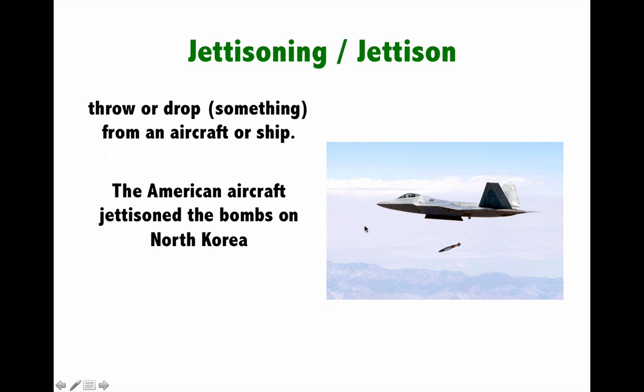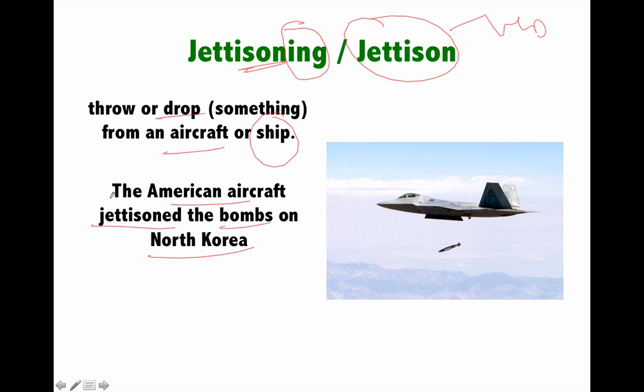Now let's take a look at this word, jettisoning. So jettisoning is actually jettison, which is a verb, and I have just applied ing to the verb. So it means to throw or drop something from an aircraft or a ship. Just like you throw scrap or rubbish or trash in the dustbin, similarly you can throw something from the aircraft. So for example, the American aircraft jettisoned the bombs on North Korea. So here from jet we have jettison. That is, the American aircraft dropped the bombs on North Korea. So instead of dropped, you can say jettisoned.